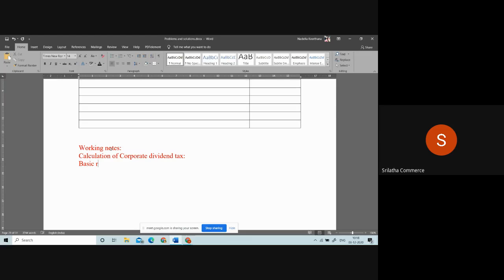At the rate of 15%. So what are the dividends you are paying? 15,000, I think, isn't it? On 15,000 into 15 divided by 100 comes to how much? 15,000 into 15%, 2,250. And the next is surcharge.